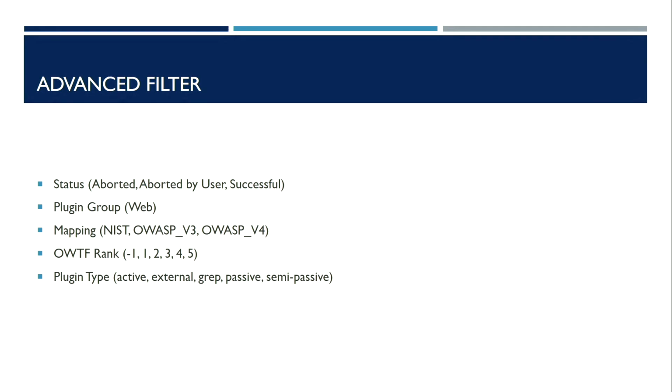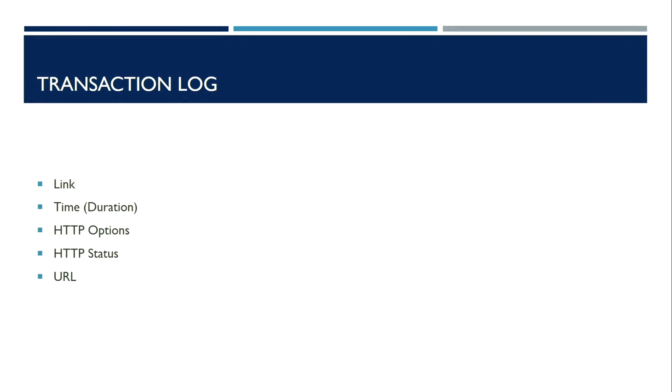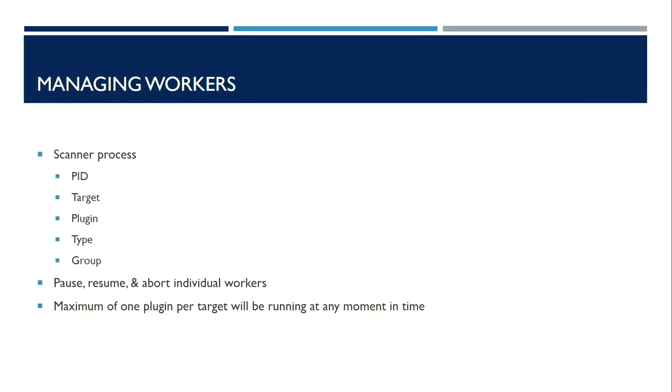Skip over the filter. That's for looking at this later. The transaction log keeps information about not just the conversation, but the HTTP options, HTTP status, and when, so you can sequentially put things back together. That's all there. But there are two pieces I wanted to mention as well, workers and work lists.